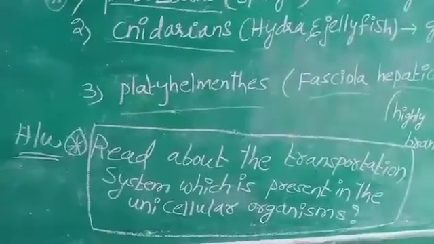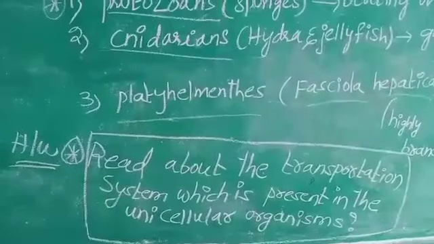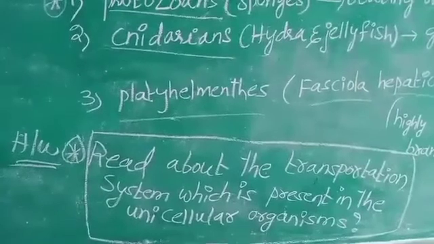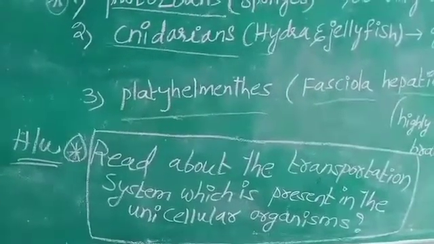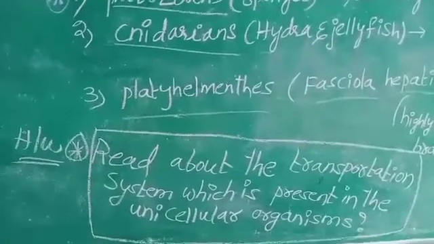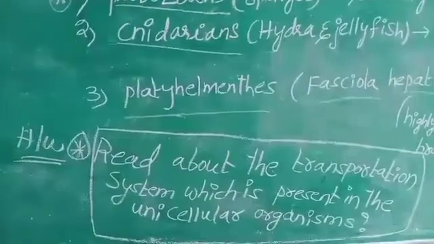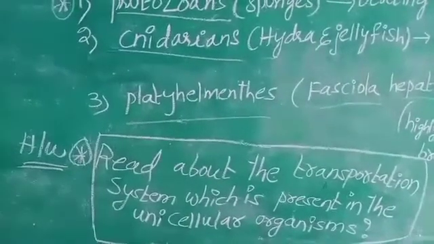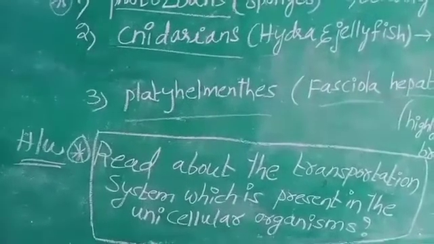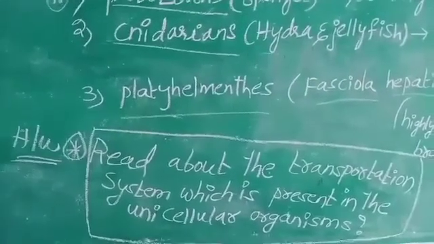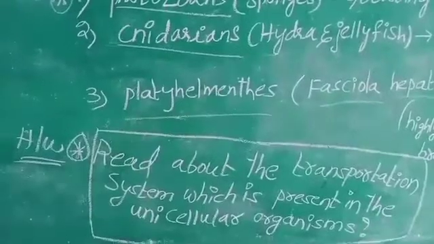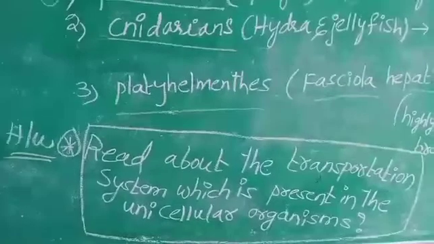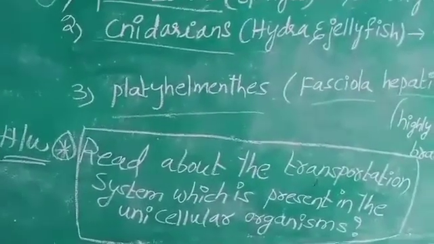Children, what is your homework today? Read about the transportation system which is present in the unicellular organisms. We discussed different types of organs that are useful in the transportation process. Read about the different types of organs, how they are useful to transport materials from one place to another place in the unicellular organisms. This is a very important 4 marks question from the point of view of your final exam. Understand?